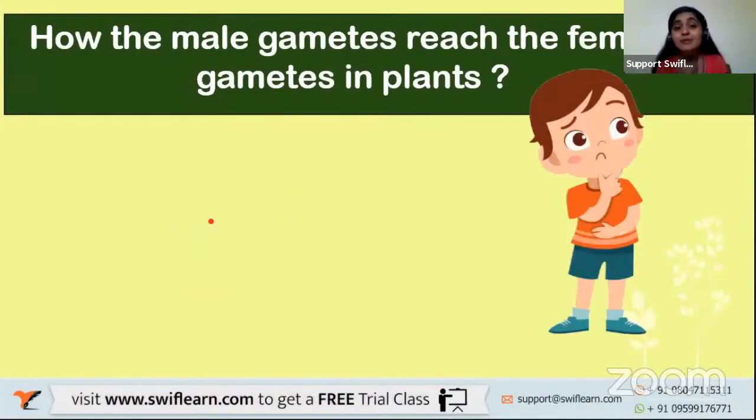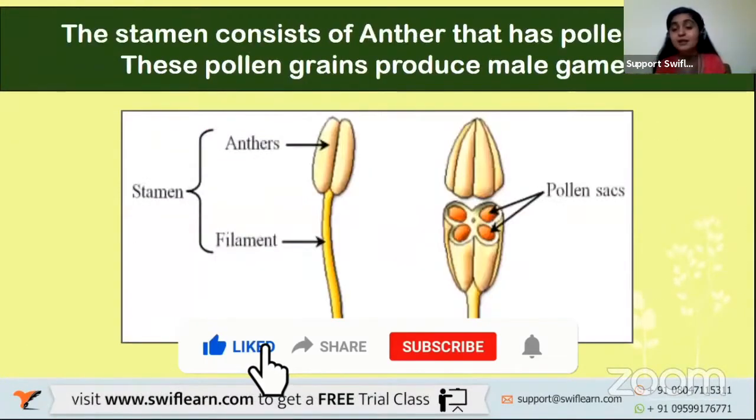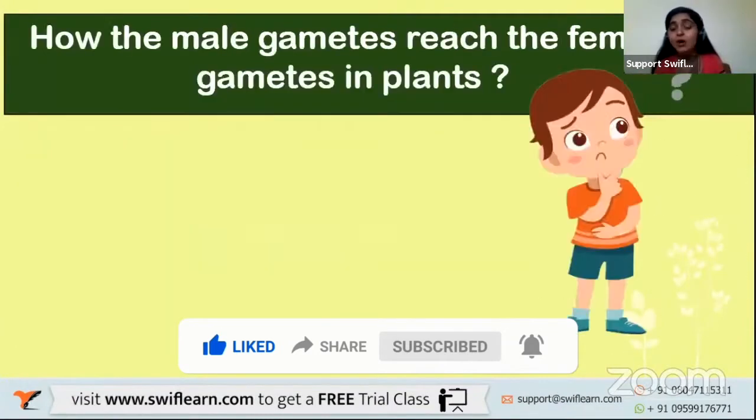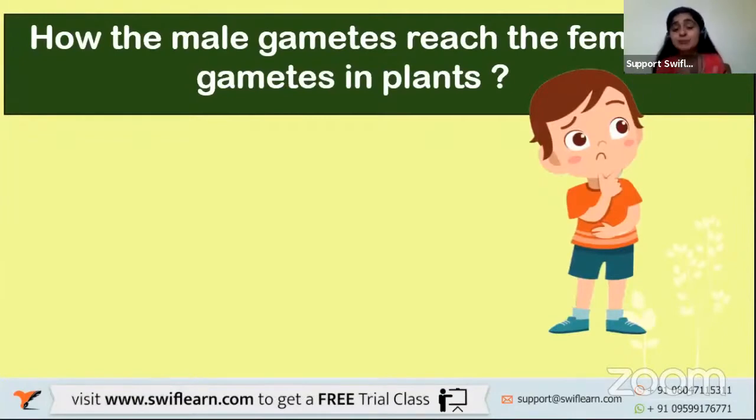Now, how do the male gametes reach the female gametes in a plant? There were different parts, right? If you go back a little, the pollen sacs in the stamen are the male part, and the female part was the pistil. But how is this happening? How are these male gametes reaching the female gametes in a plant?